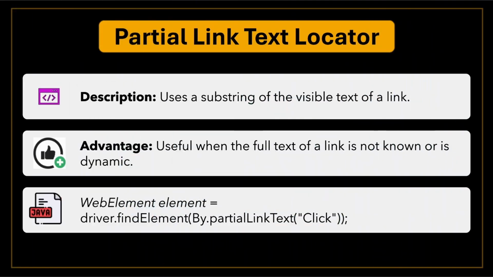Next is partial link text locator. This is similar to link text, but the only difference is link text tries to match the exact text of a link. On the other hand, partial link text just matches the substring, that is the partial text given by us of the visible text of a link. It's beneficial when you know only a part of a link text, or when text is dynamic but contains a predictable part. Also when you have multiple links with similar text and you want to locate all of them.